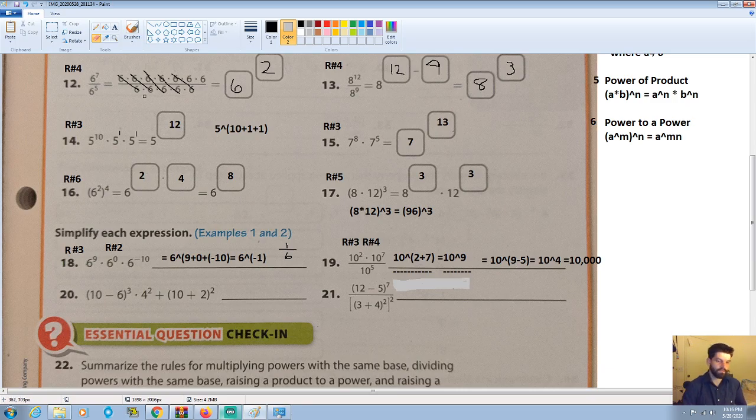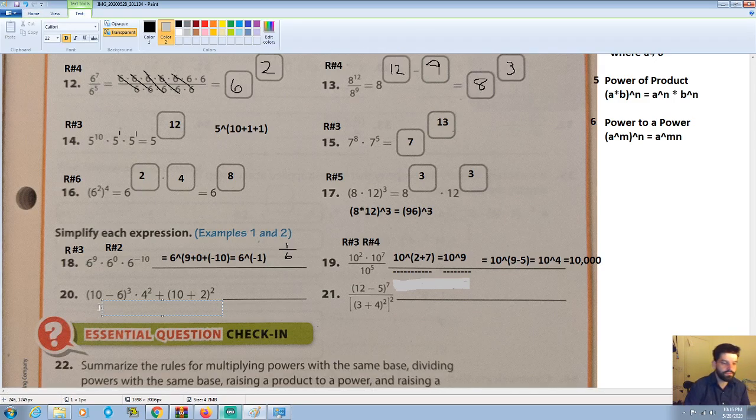Alright, so this next one looks a little daunting, but it's not too bad. We just have to be really careful here. So what you want to do when you have these expressions here, we can't really use rule number 5 because it's not a power of a product. These are sums and differences.